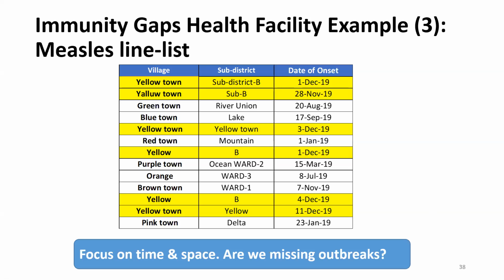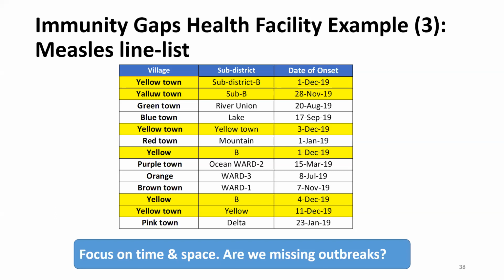So unless it was written very specifically, again, there was no flag of an outbreak. If we're looking at the date of onset in the final column, we can see that all of these cases occurred within about a 2-week period, which is telling us this is very likely a cluster or an outbreak that's occurring in this area. So it's important to sit down with your line list and focus on time and space and ask, are we missing outbreaks?